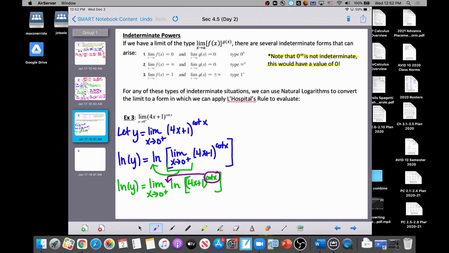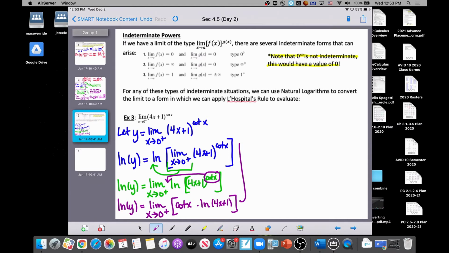So then that's going to give us natural log of y is equal to the limit as x approaches 0 from the right of cotangent x times natural log of 4x plus 1. We're getting closer, okay? We still are trying to make a quotient here, though. So the way that I would make a quotient is I would say, well, a cotangent is the same as 1 over tangent. So I could rewrite multiplying by cotangent as dividing by tangent.